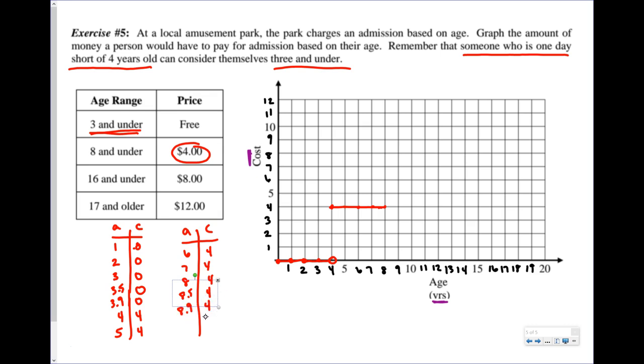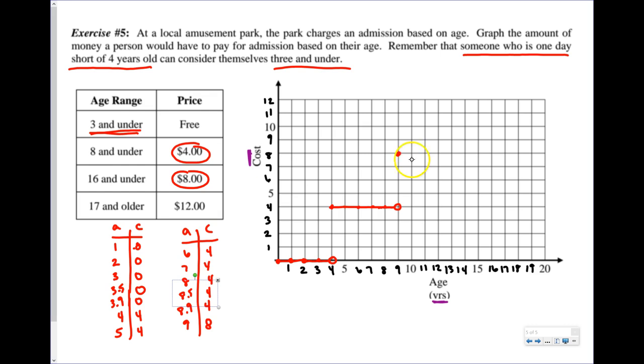But what age will it suddenly stop being 8 and under? At 9 years old. I will stop being 8 and under, and I'll be bumped up to the next price, which is $8. So at 9, I suddenly have to pay $8 when I hit 9 years old. So I have an open circle here when I'm paying the 4, and then all of a sudden I have to start paying $8 when I hit 9 years old. So I'm going to have a closed circle on 9. Okay? Then the next big bump is at 16, right?